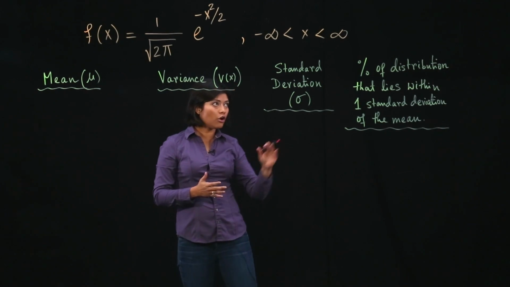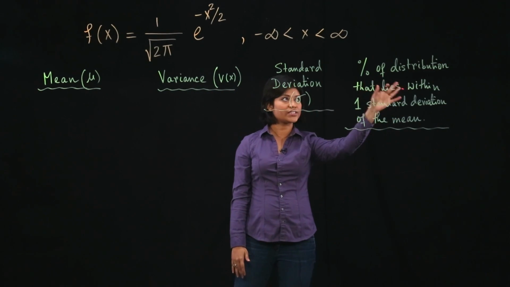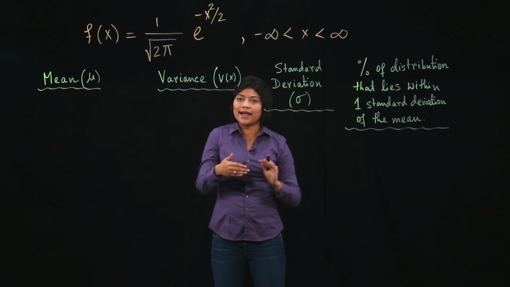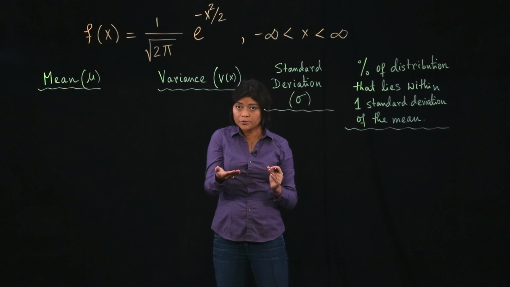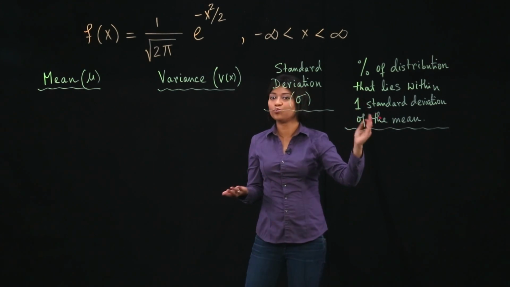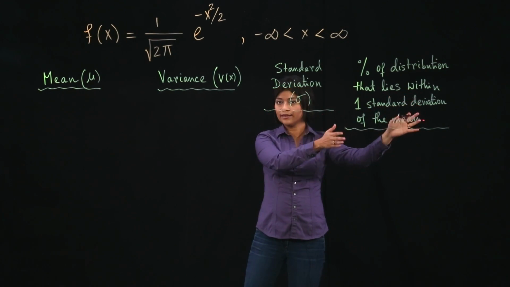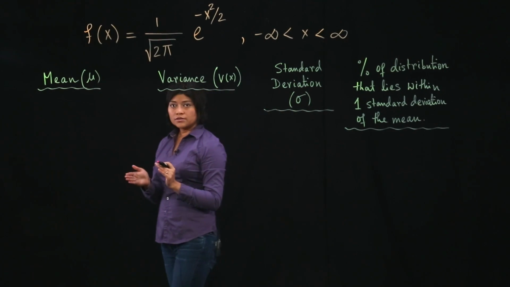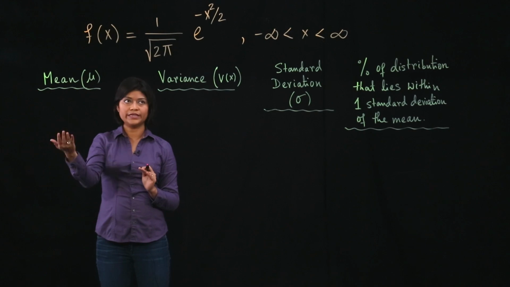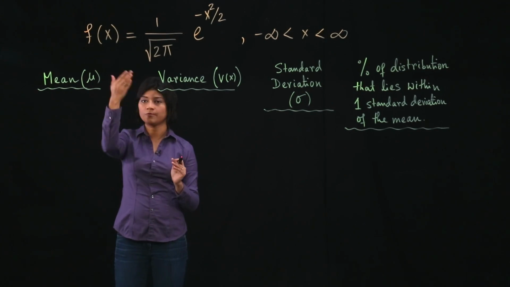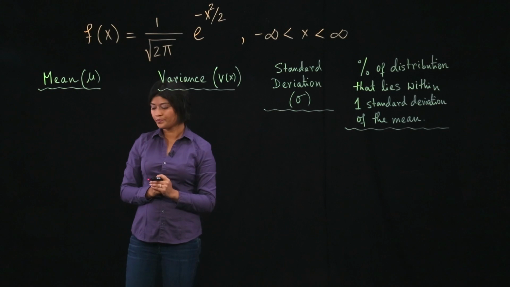And then finally, we also have to compute the percent of distribution that lies within the given standard deviation of the mean. And if you look at the problem, the given standard deviation was 1. Okay, so we'll discuss that later. So first, we have to figure out how to compute mean, variance, and standard deviation for this probability density function.